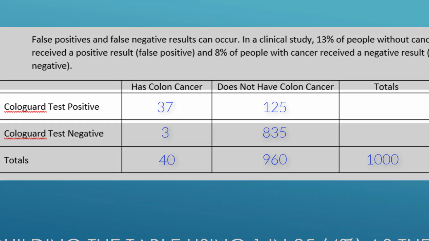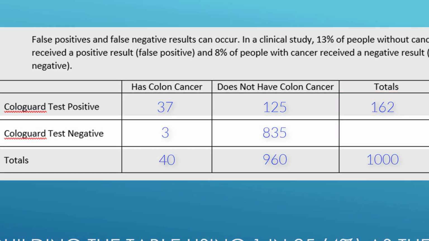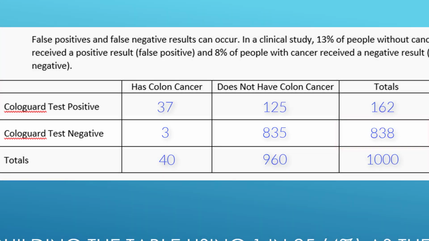And looking from left to right, now that you've filled out the pieces in the middle of the 2A table, you can go ahead and find the totals for Cologuard test positive and Cologuard test negative. And you can do a quick check to make sure they all add up back to the grand total of 1,000. So that's a pretty quick way to come up with all of the pieces you will need to answer pretty much any question that you ask about this situation.